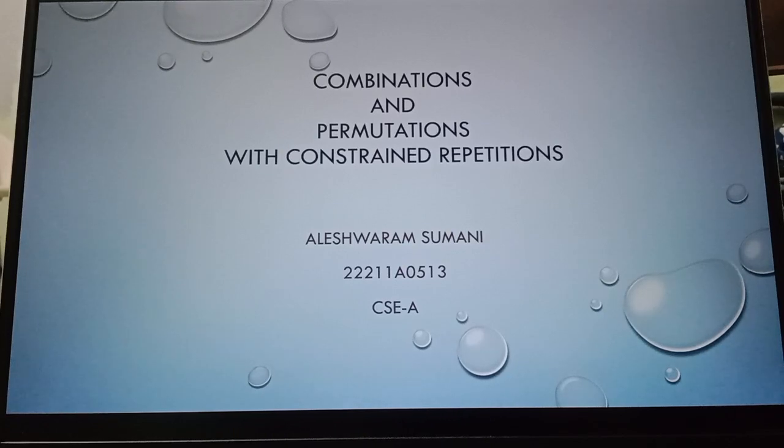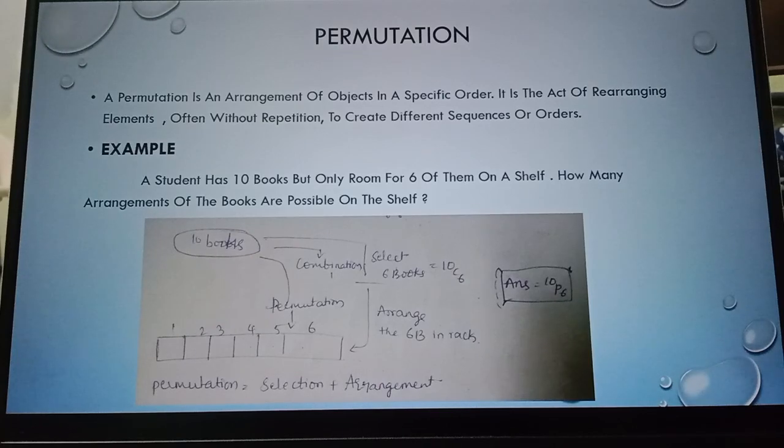So now let us know what a permutation is. A permutation is an arrangement of objects in a specified order. There are n objects present, and we need to arrange those objects in an order. In simple words, selection and arrangement combined is called a permutation. That means the sum of selection and arrangement is called a permutation.